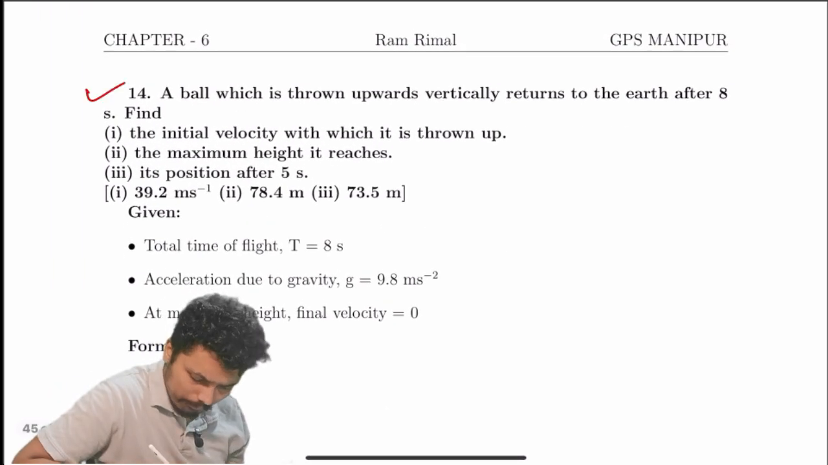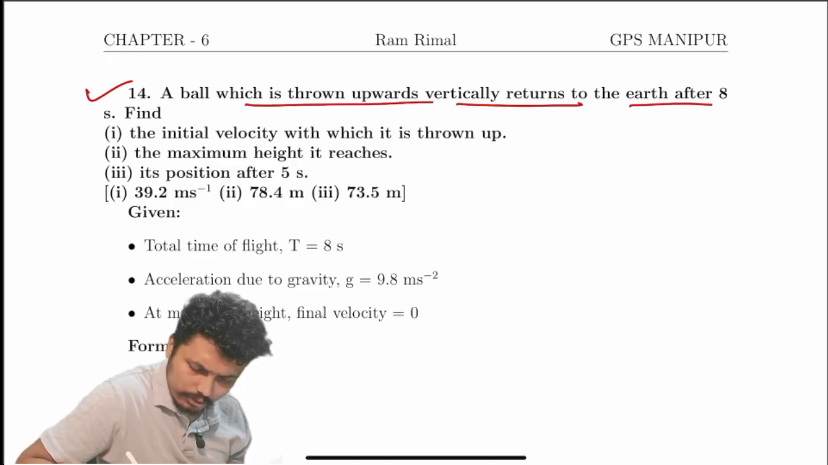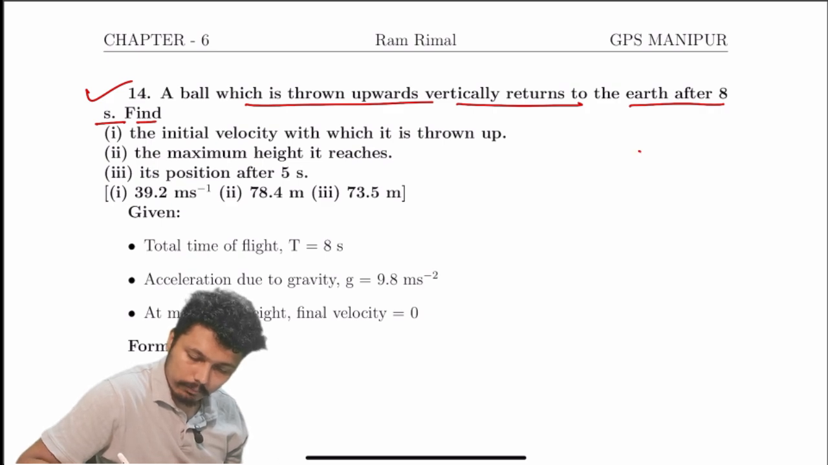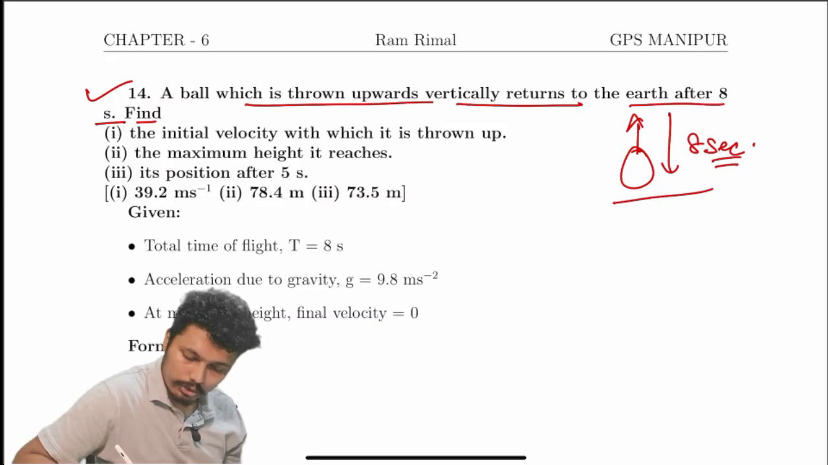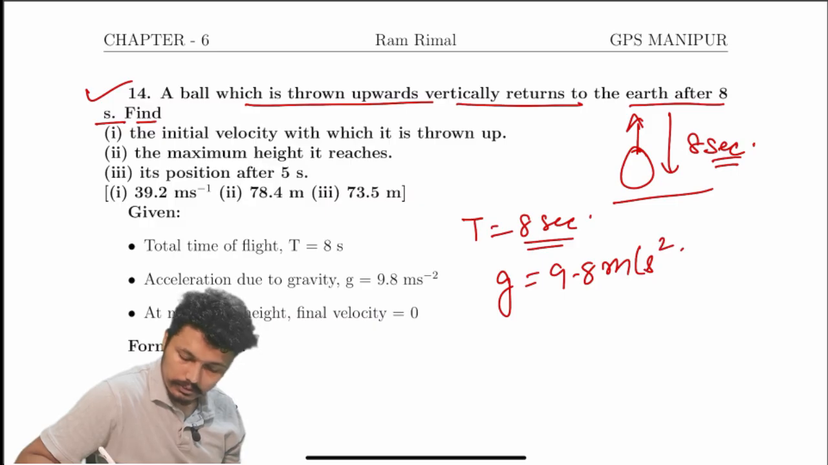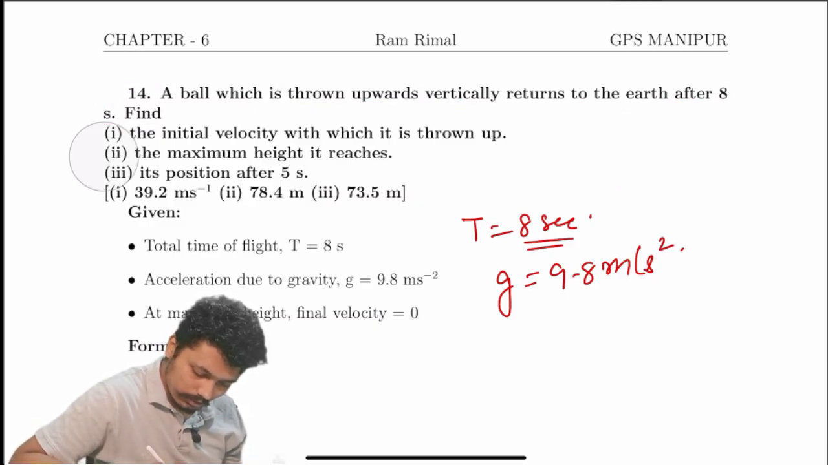Let's go next. A ball which is thrown upward vertically returns to the earth's surface after 8 seconds. So the ball is thrown upward vertically, and it returns to the earth after 8 seconds. So time taken is 8 seconds. G value is 9.8 meter per second square. Now find the initial velocity with which it is thrown up.